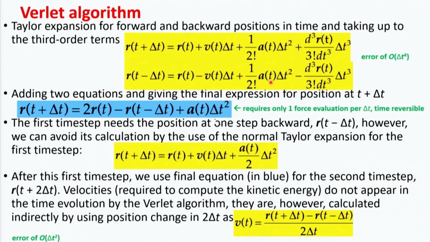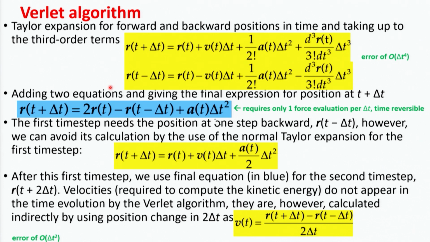Now, if we add these two, we get the position at t plus delta t equal to 2r(t) minus r at the backward position, plus the acceleration times delta t squared. This acceleration we know from the potential, and if you know the position at time t and t minus delta t, we can get the position at t plus delta t. That is essentially the Verlet algorithm.